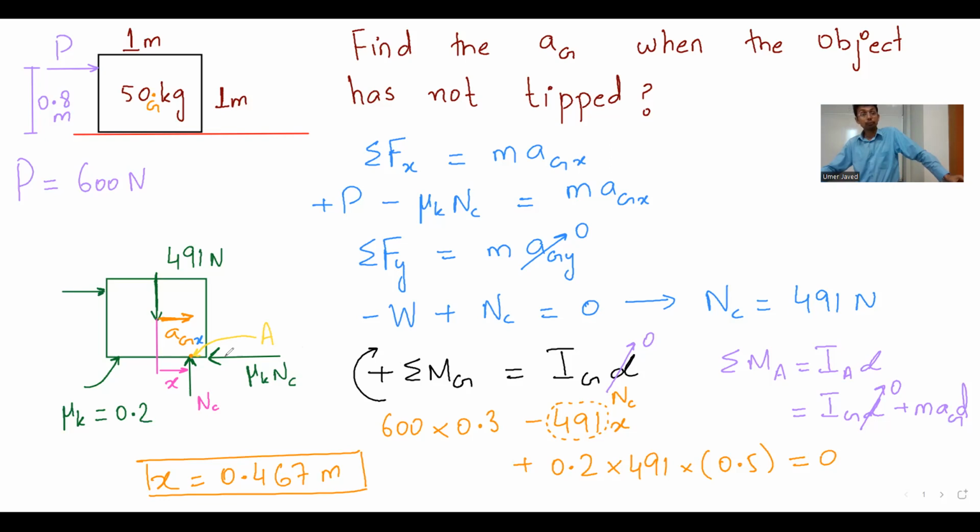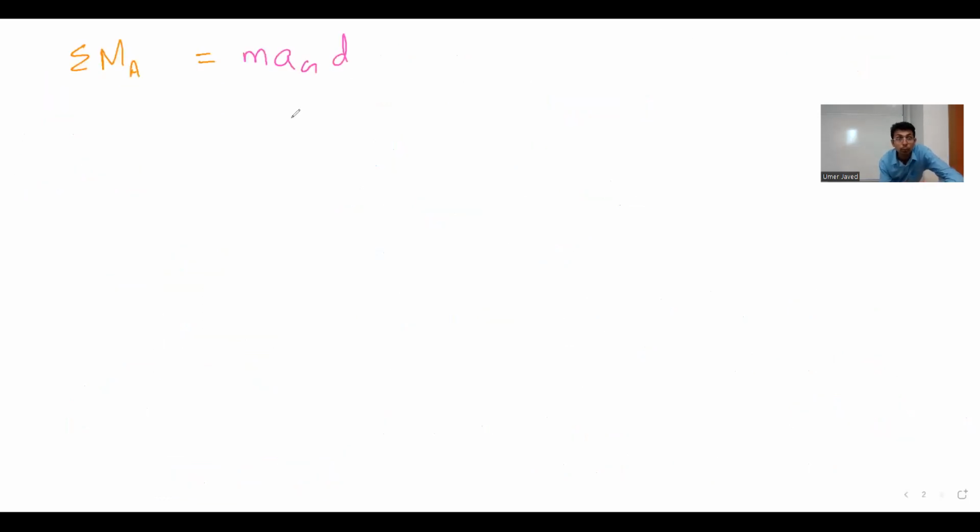Shouldn't we multiply 600 with 0.8? No, I'm telling you that we are doing the summation of moment about G. So 0.8 and this is 1. This distance is 0.5. So that's why I multiplied this little distance, that is 0.3. Okay, you can do this summation of moment about A equal to MAGD. Why don't you do it yourself?